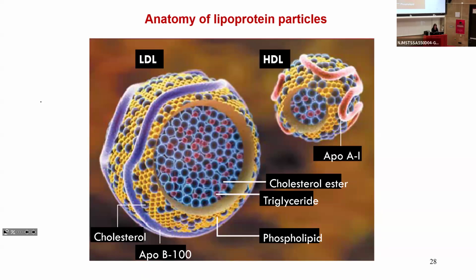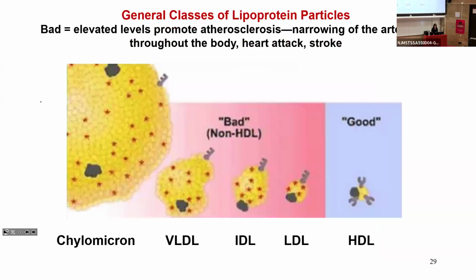On LDL cholesterol, it's ApoB100. In the case of HDL, which is a smaller particle, as you'll see in the next figure, it's ApoA1. So the protein is what characterizes each of the particles, one from the other, as well as some other properties. This is just showing you the general classes of lipoprotein particles. It's kind of silly, but it makes it clear for the eye that the bad cholesterols are shown here toward the left-hand side.